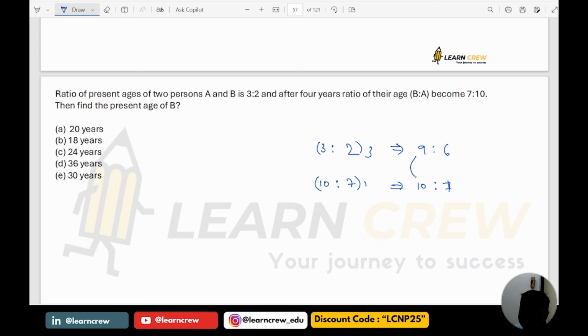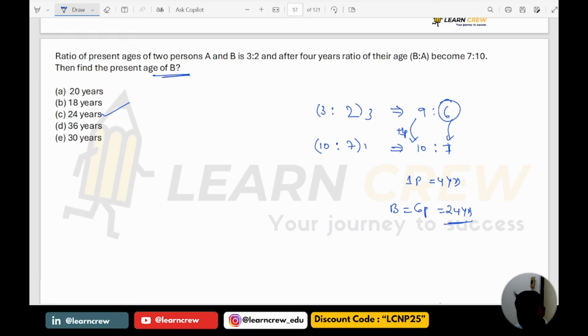And this as 10:7. So this is increased by 1, this is increased by 1. This one part increase is because of 4 years. So one part is 4 years. Then find the present age of B. Present age of B is 6 parts, which is 24 years. So 24 years is the answer.